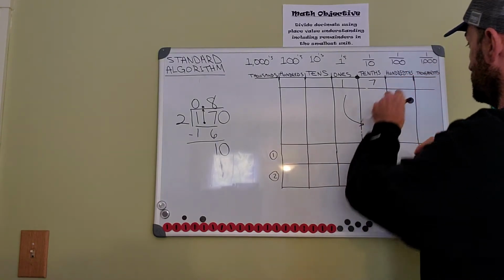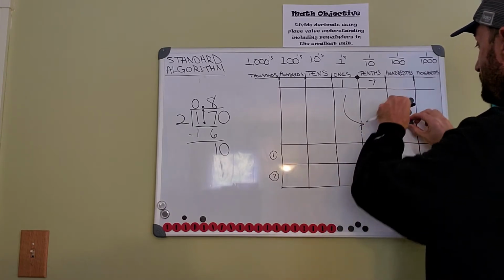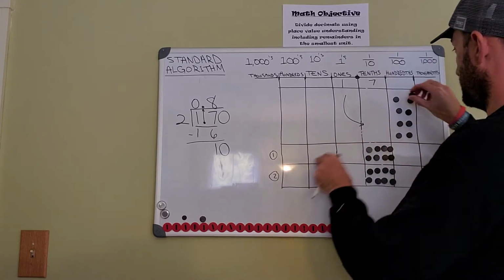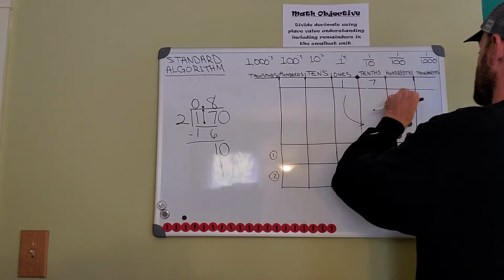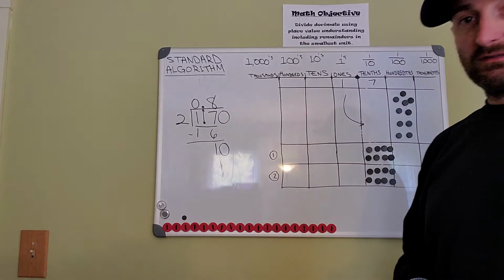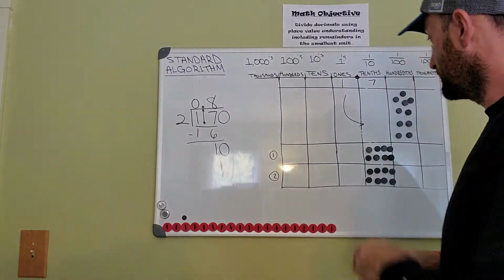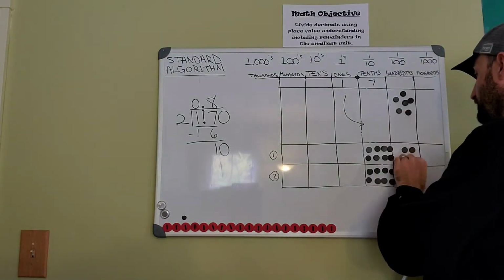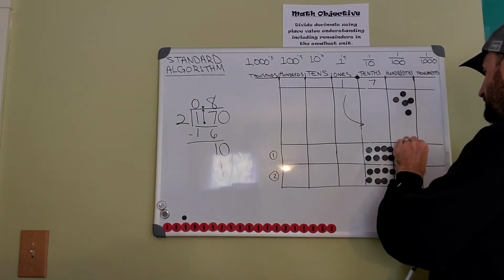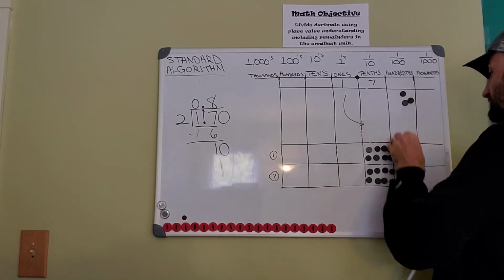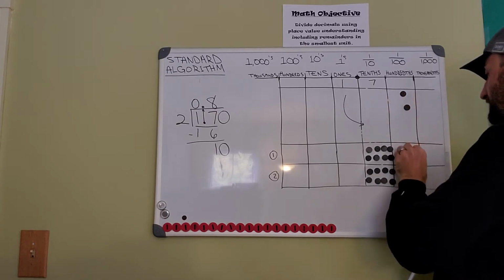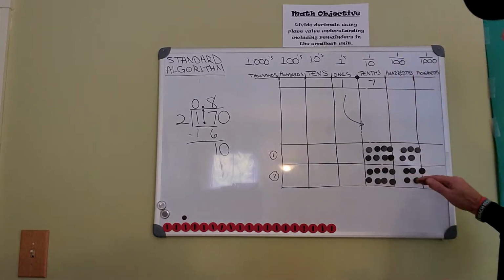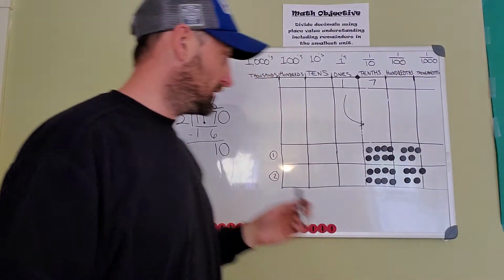1, 2, 3, 4, 5, 6, 7, 8, 9, 10. So now I have 10 hundredths, and I think I can make two equal groups out of 10 hundredths. Let's see. 1, 2, 3, 4, 5, 6, 7, 8, 9, 10. I've put 5 in each of those two groups, 5 hundredths in each of those two groups.